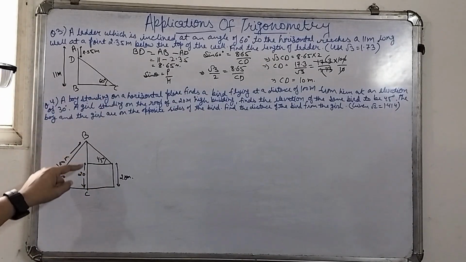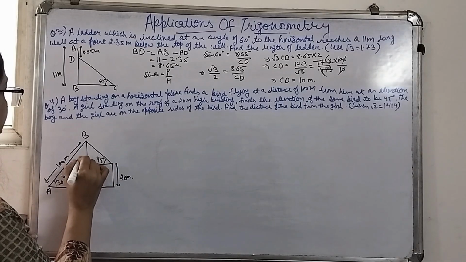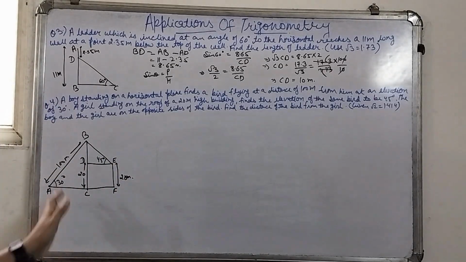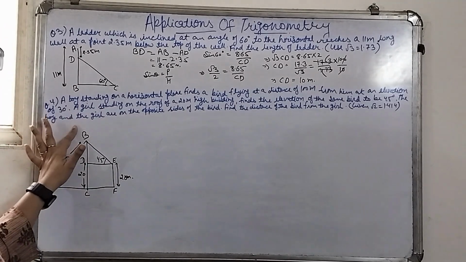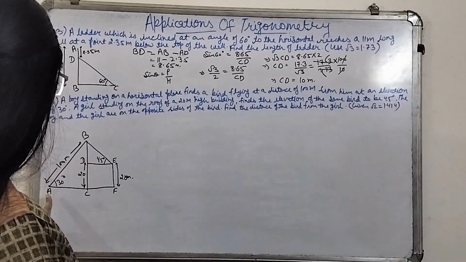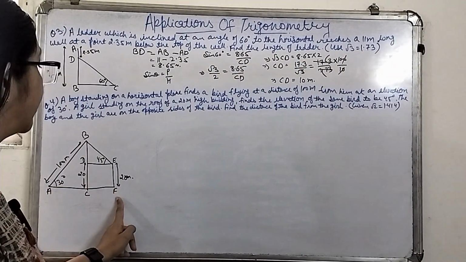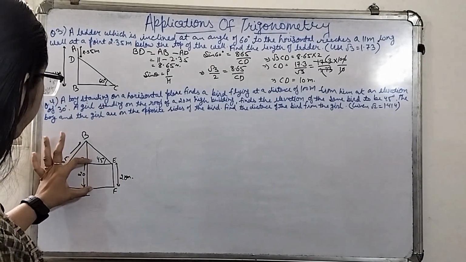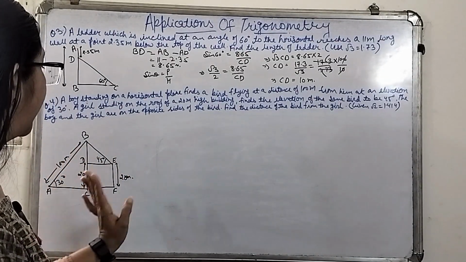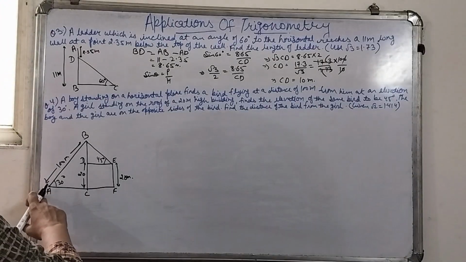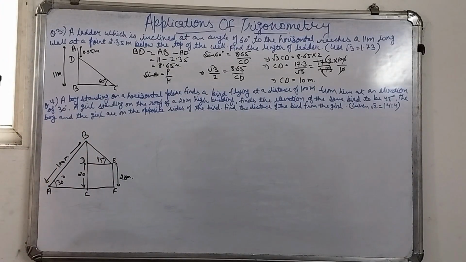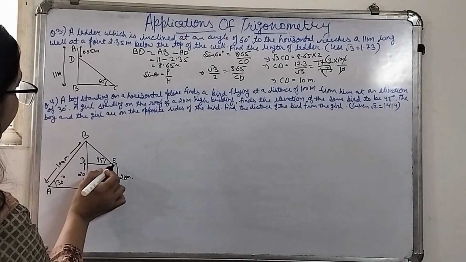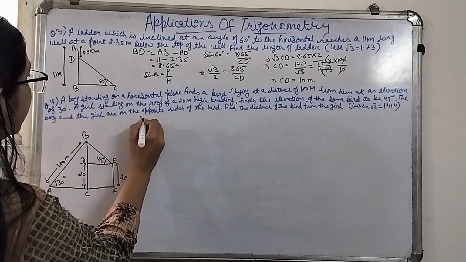Right? Suppose I am taking this point as D, this point as E, and this point as F. So over here what we have assumed is that B is the position of the bird, A is the position of the boy, and E is the position of the girl. This is the building and it is a 20 meter high building. It is given to us. The distance between A and B is 100 meters, given to us. We have to find the distance of the bird from the girl. That means we have to find the value of BE.